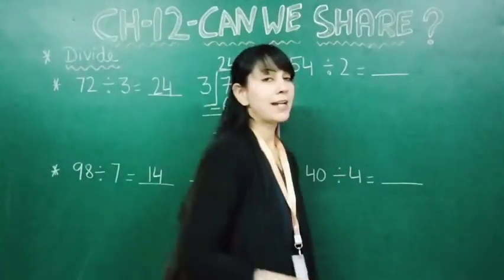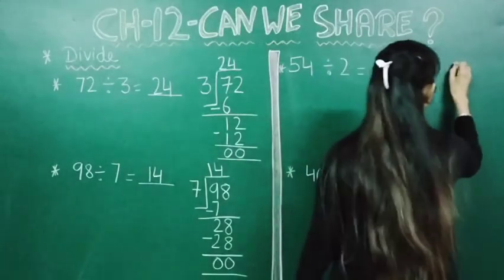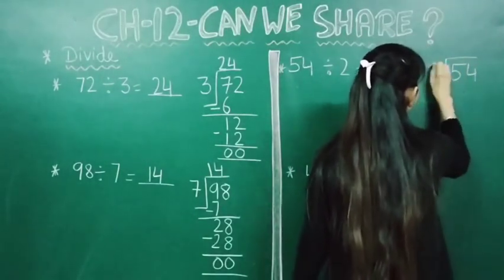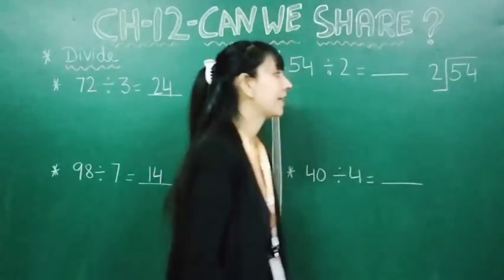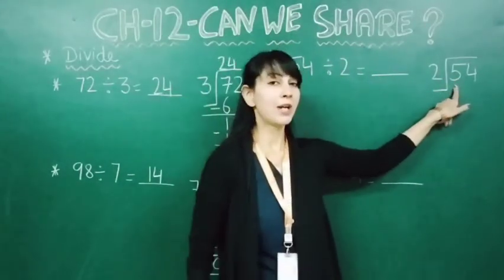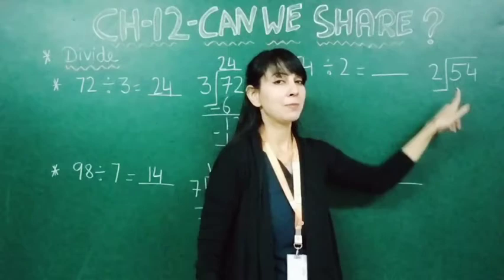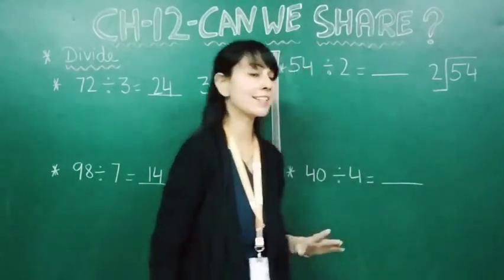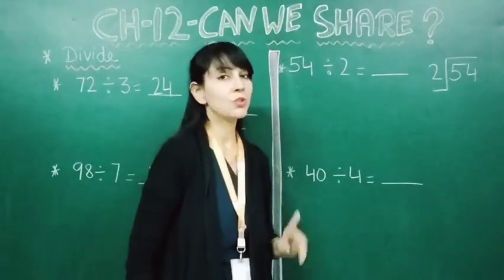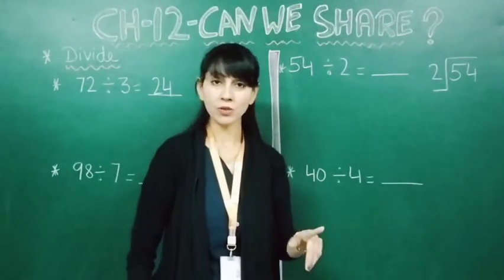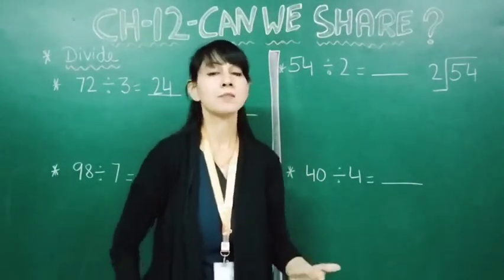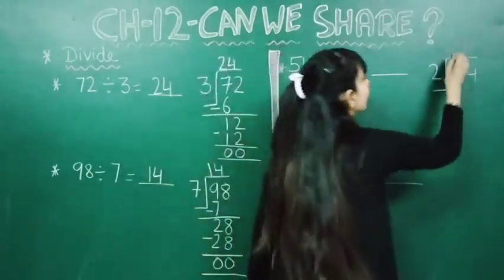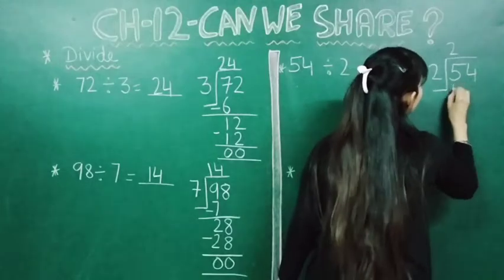54 divided by 2. Now let us see. 54 divide by 2. Now here you can see it's written 5. Yes. Now in table of 2, 5 doesn't come. Yes. Now let us see. 2 ones are 2. 2 twos are 4. 2 threes are 6. Means 6 is greater than 5. Yes. So we will take 2 twos are 4.